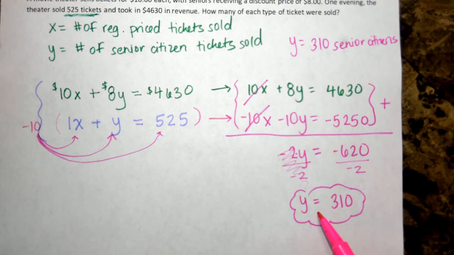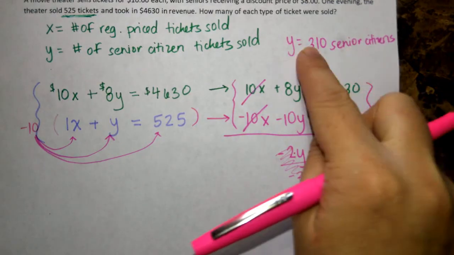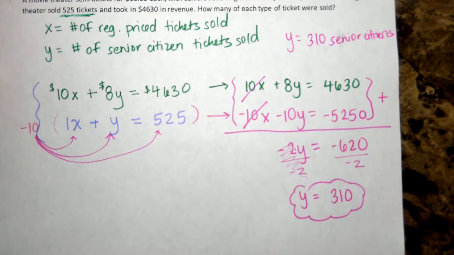Okay. We know what y is, though. We do also need to figure out what x is. So we know that 310 senior citizen tickets were sold. What about regular price tickets? How many regular price tickets were sold?